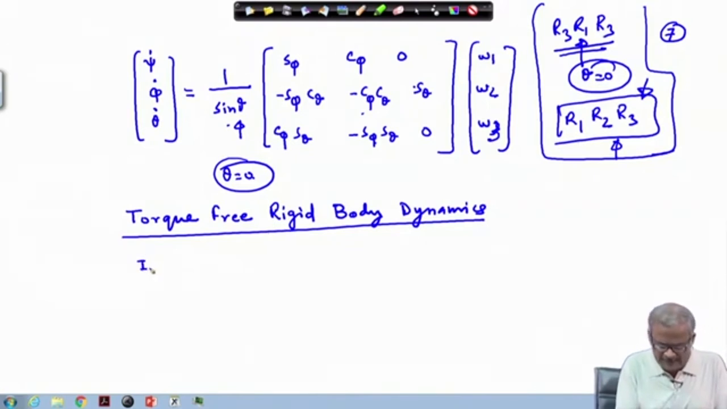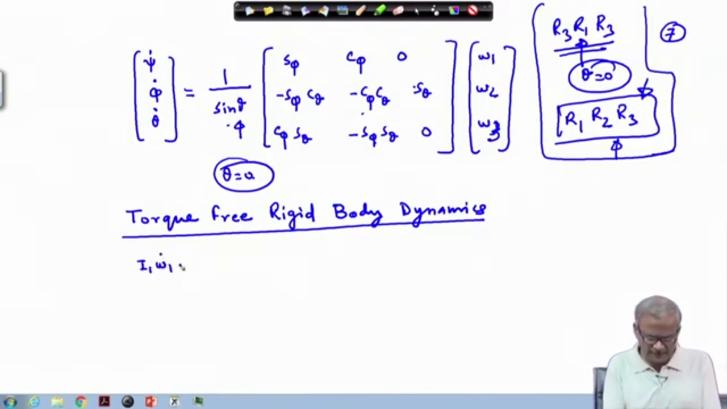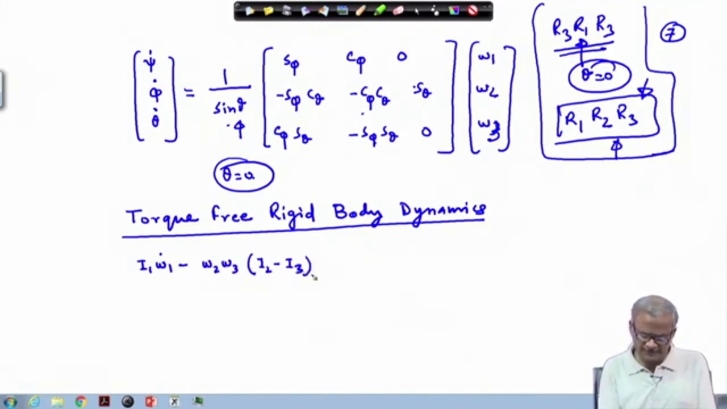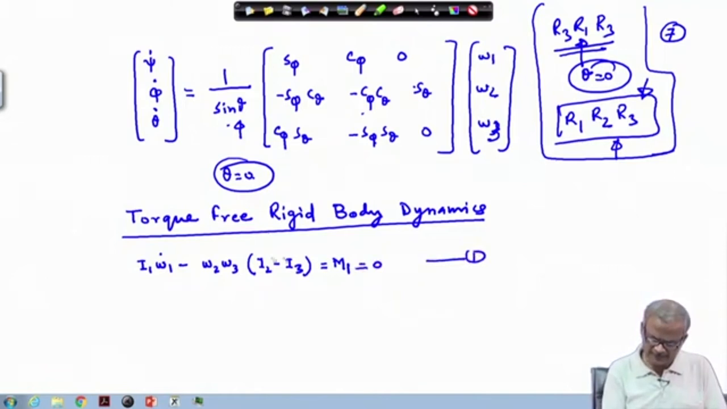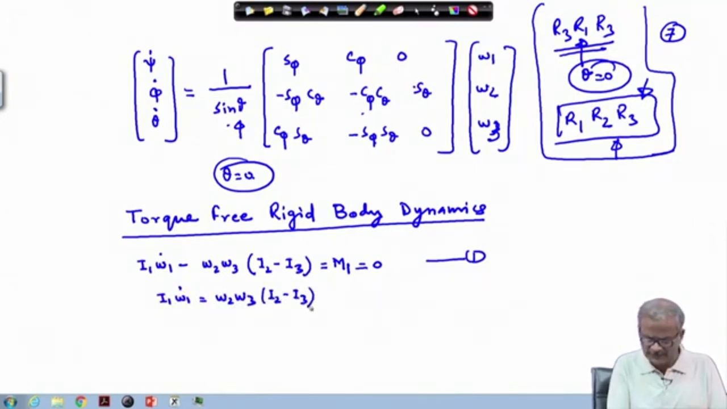So, Euler's equation we have written as I 1 times omega 1 dot minus omega 2 times omega 3 times I 2 minus I 3. We are writing in a circular way, as I have told you earlier. This will equal the torque acting on the system, which we show by T or M; perhaps I have used the notation M, the moment. If it is torque free, this is 0. So, this implies I 1 times omega 1 dot equals omega 2 omega 3 times I 2 minus I 3. Let us make this equation 1.